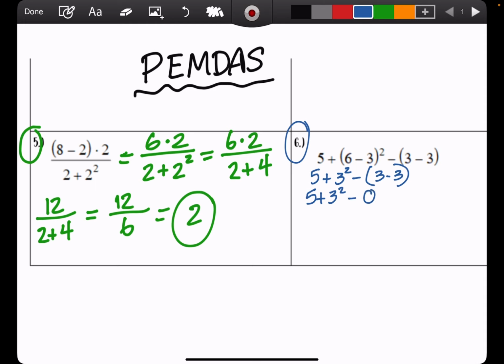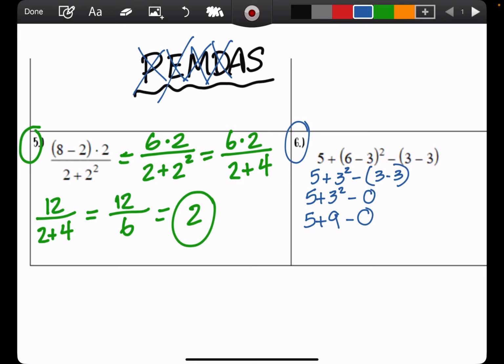So minus 0 there. Now we can go to the next step in PEMDAS, which is E for exponents. I do have an exponent over the 3. So 3 squared is 9, because 3 times 3. So 5 plus 9 minus 0 now. Keep following PEMDAS. I've got parentheses done, exponents done. Is there any multiplication? No. Is there any division? Nope. Is there addition? Yes. And is there subtraction?